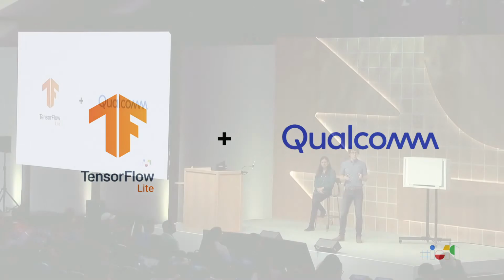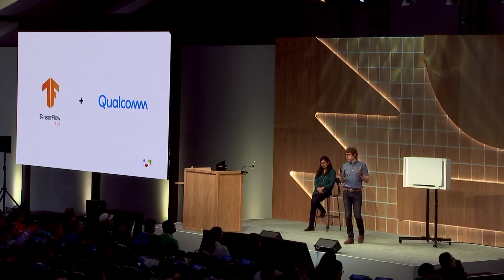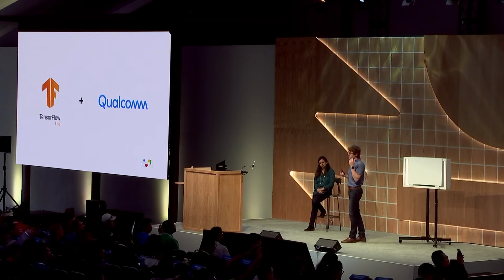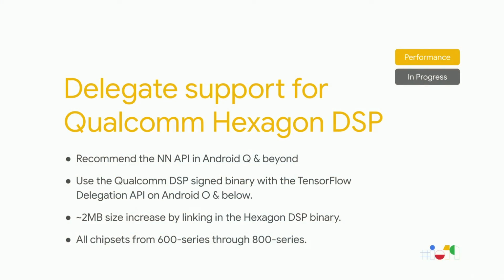So now we've got a really exciting announcement around DSP performance. We've partnered with Qualcomm to enable DSP delegation through TensorFlow Lite directly for their 600 to 800 series devices, which is hundreds of millions of devices. While we recommend that you use the NN API in Android Q and beyond, this announcement just gives us another option for accelerating your models on the DSP. You'll be able to include a Qualcomm signed binary and rely on the delegation API for acceleration. And we hope to have this released later this summer.